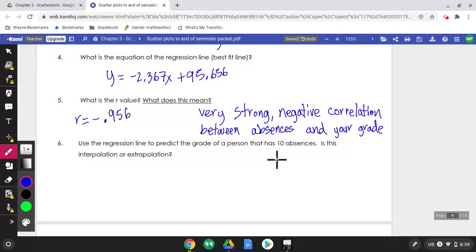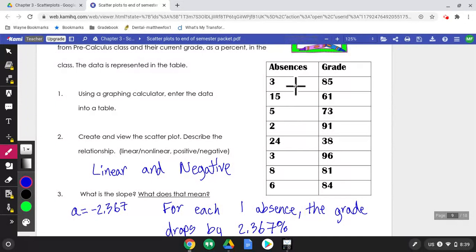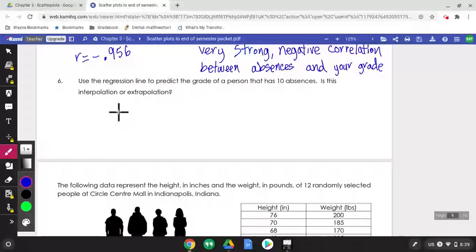So first, let's decide the 10. If we go up to our data, the 10 is under absences. The low for absences is 2. The high is 24. So 10 is in between 2 and 24, which means it's in our data set. So it's within the data set. So that is going to be interpolation. It's in between the high and the low.